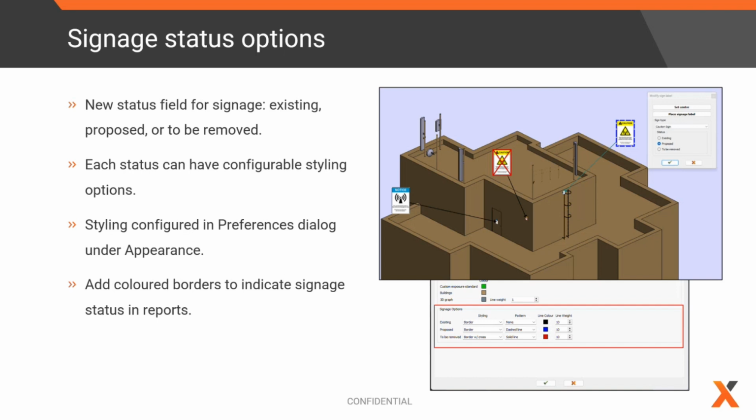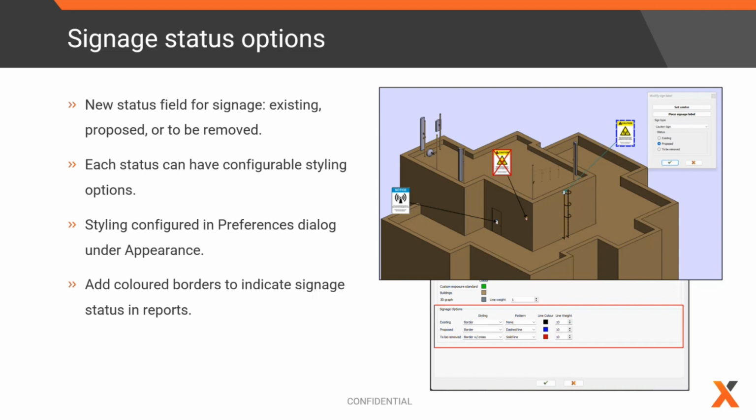Next up, we have the Signage status. So this is a new feature that helps with compliance reporting and site planning. So every signage element now has a status field that can be set to either existing, proposed, or removed. So the real power comes from how it can be configured from the styling options under the preferences we see here in the dialog box. So you can set different visual styles for each status.